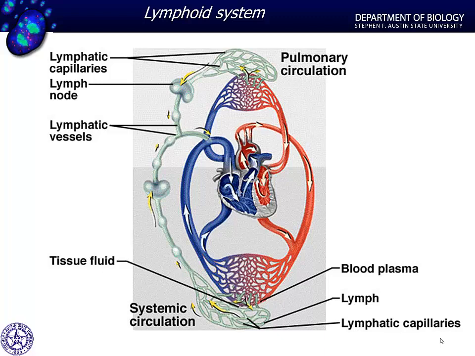Here you see a diagram of our systemic and pulmonary circulations. You can see the arterial flow in red, the venous flow in blue, and here we have the lymphatic flow illustrated in green. We have the lymphatic capillaries draining into our larger lymphatic vessels. Here we have an example of what the artist is trying to show as a lymph node, and within that we'll have lymphatic nodules, and you can see how this is illustrated to be returning to the venous system of the blood.